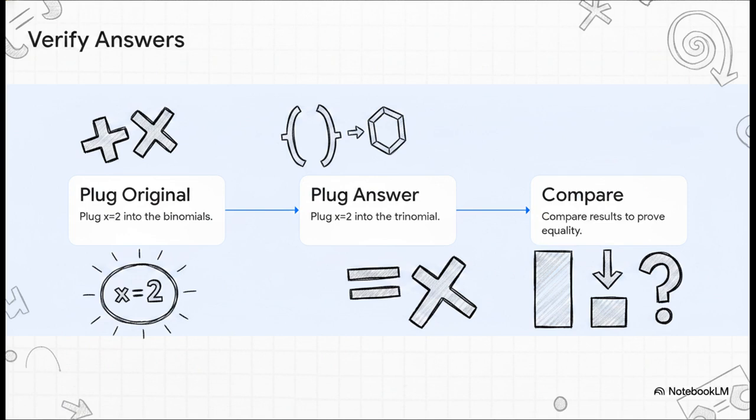Let's try it out. If x is 2, the original problem is 2 plus 2, which is 4, times 2 plus 4, which is 6. 4 times 6 is 24. Okay, now let's check the proposed answer. 2 squared is 4, plus 8 is 12. Does 24 equal 12? Absolutely not. So the audit completely failed. This proves for sure that we missed our middle terms. We totally forgot the outer and inner multiplications.